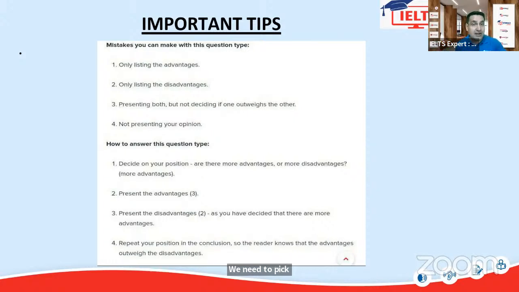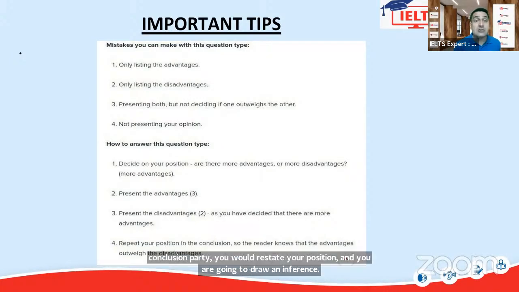Then body paragraph 1 presents the advantages, and as you have stated the given topic has more advantages, you would write one more central idea. Then you would write the disadvantages in the next paragraph. Then in the conclusion, you restate your position and draw an inference. So that's how we simplify the information.